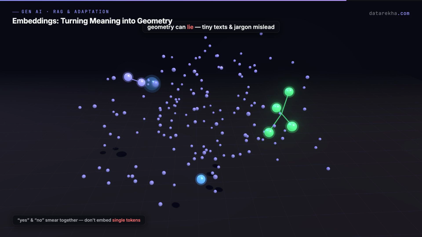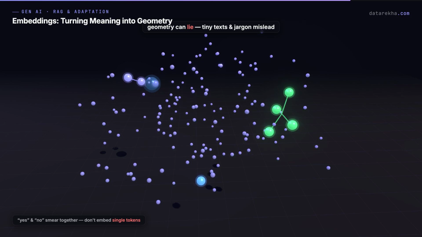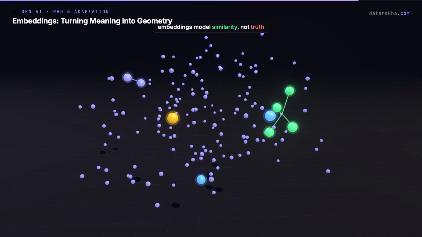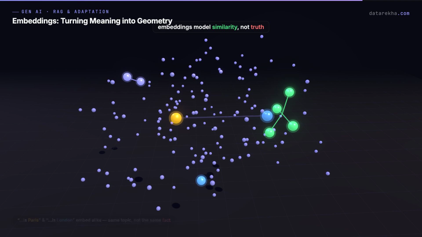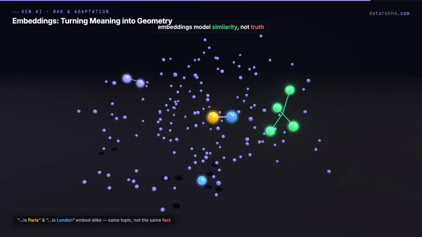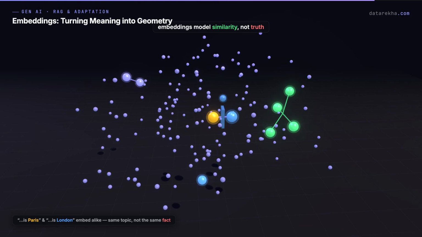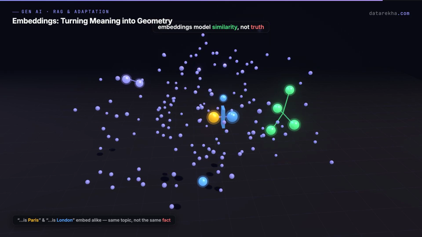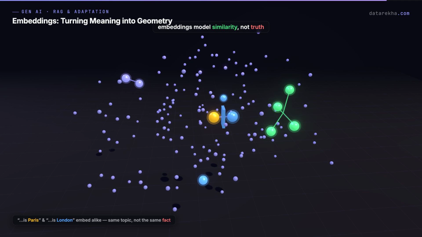And here's the one that really bites people. "The capital of France is Paris." "The capital of France is London." Those two embed almost on top of each other. The embedder knows the topic, it has no idea which one is true. Embeddings model similarity, never truth. Judging fact from fiction, that's the language model's job, not this one's.